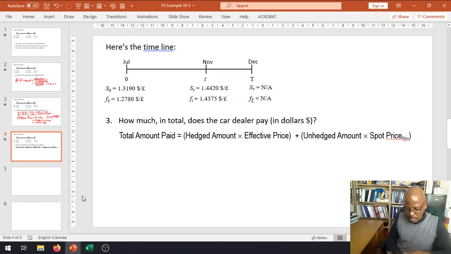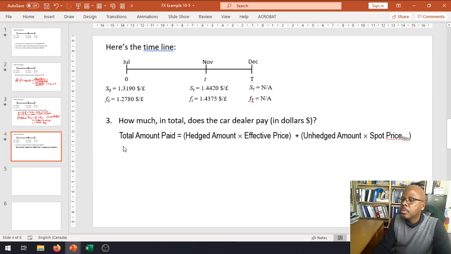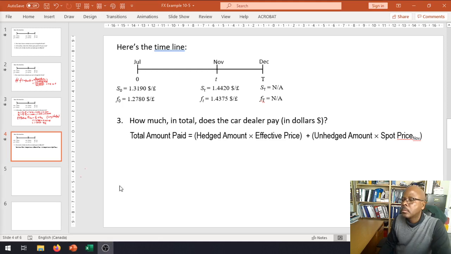Our hedged amount will be equal to the contract size, 62,500, which is the contract size for pound sterling, times the number of contracts we have, 11 contracts, and then times the effective price that we have, which is 1.2825.